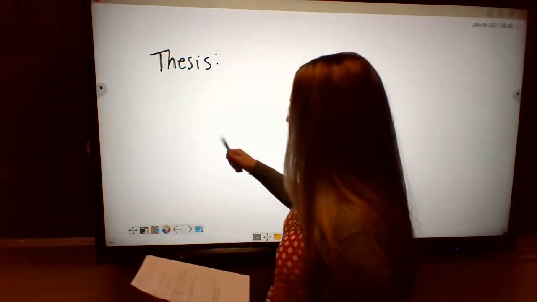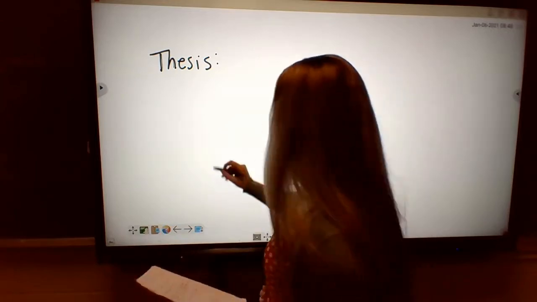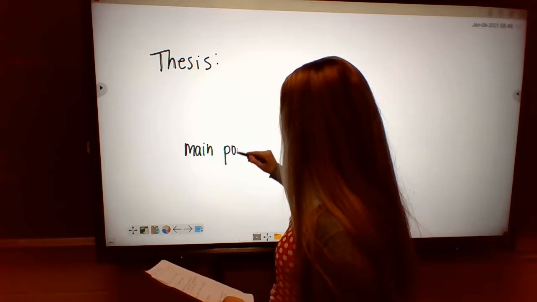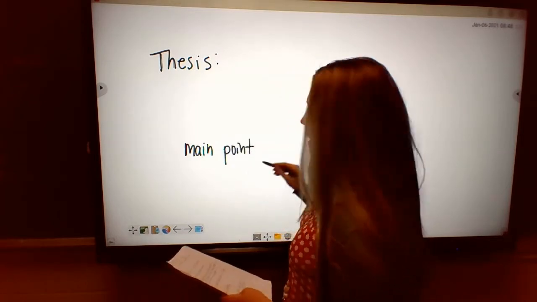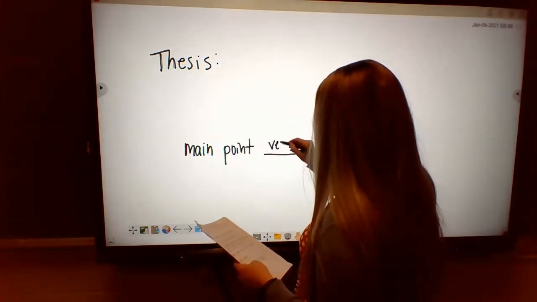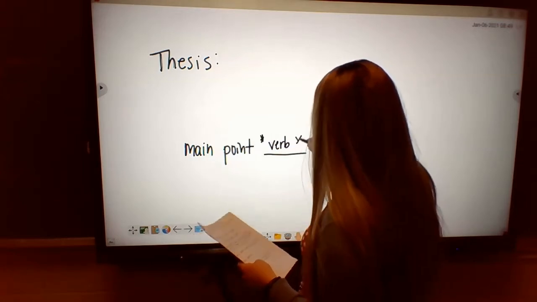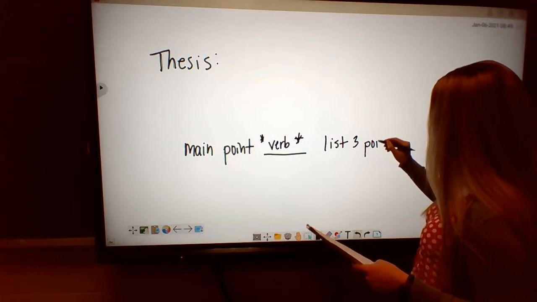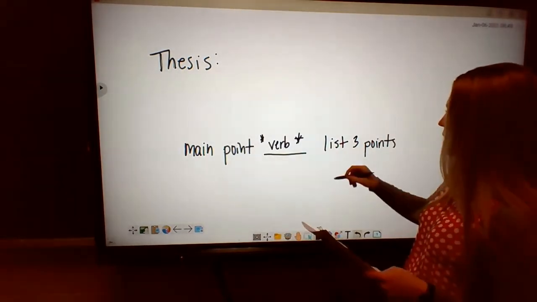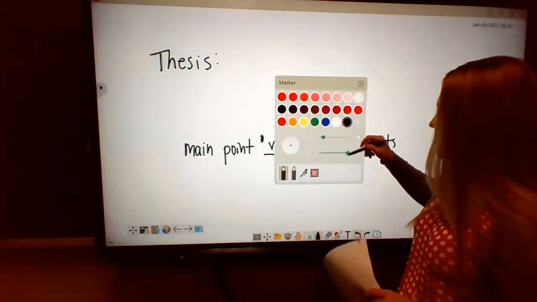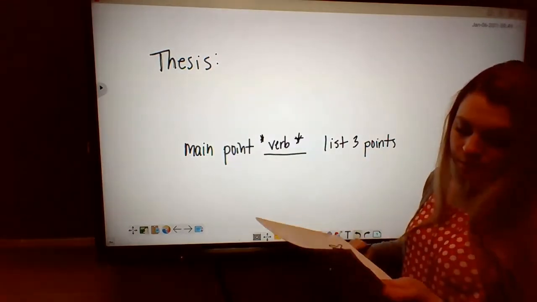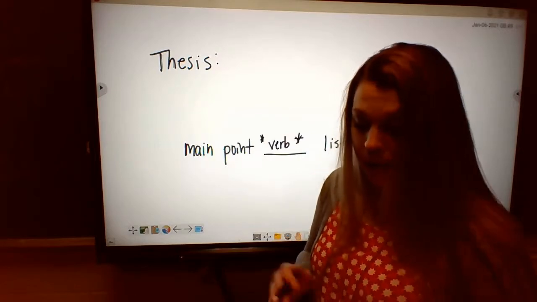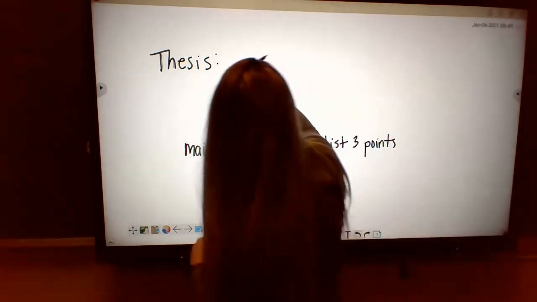So what we're going to do here is take some verbiage from the prompt. Our formula is going to be the main point, or what we are trying to answer. Then we're going to have a verb there, that strong verb. And then we're going to list our 3 points. So that's the formula that we are going to follow. Our thesis statement, though, is going to take the same verbiage. So why are M&Ms so popular? We're going to use that in the beginning. M&Ms are very popular.